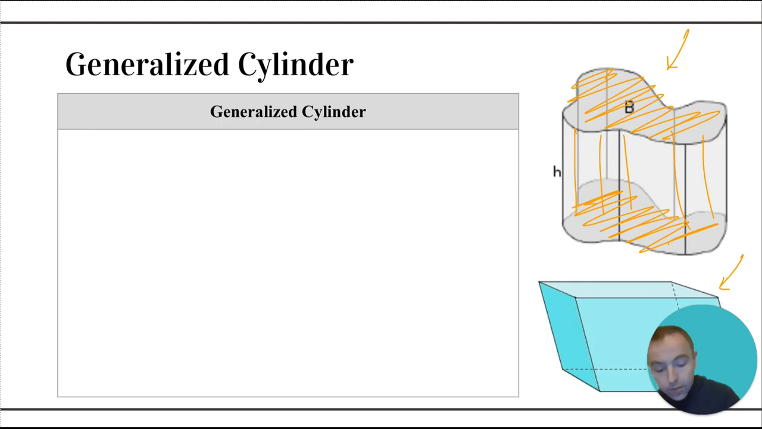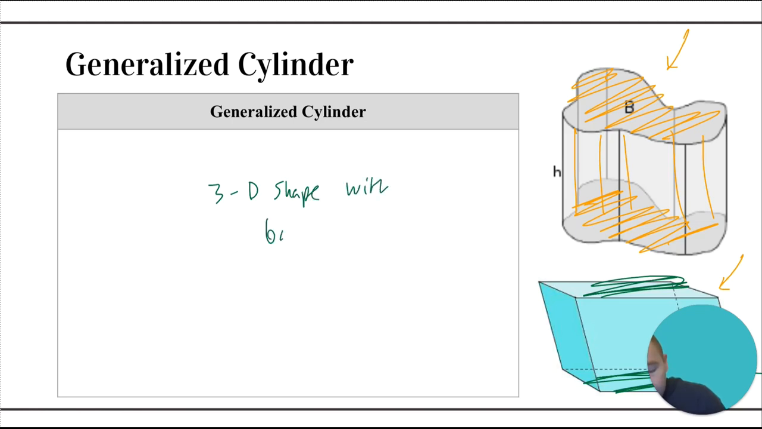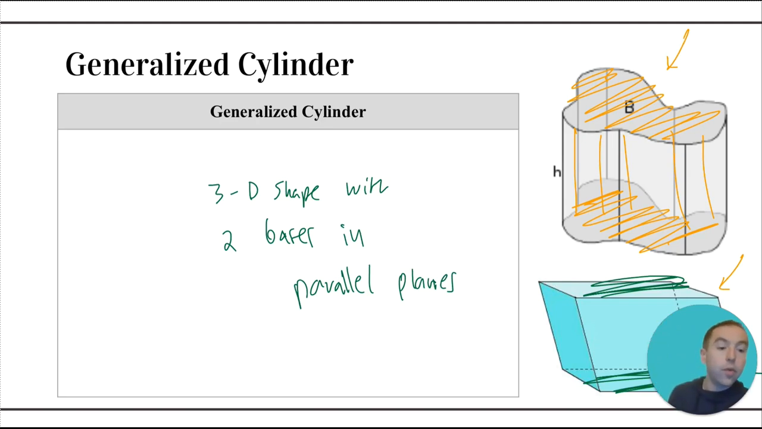And even the shape that you're seeing down at the bottom there also has the same base at the bottom and top. Now, it's got a slanted height, but that's okay for our purposes to be able to talk about a generalized cylinder. So that's what we mean when we have a generalized cylinder. It's basically just a 3D shape with two bases that are in parallel planes to one another. So they just have some sort of a height distance ultimately separating them, right?